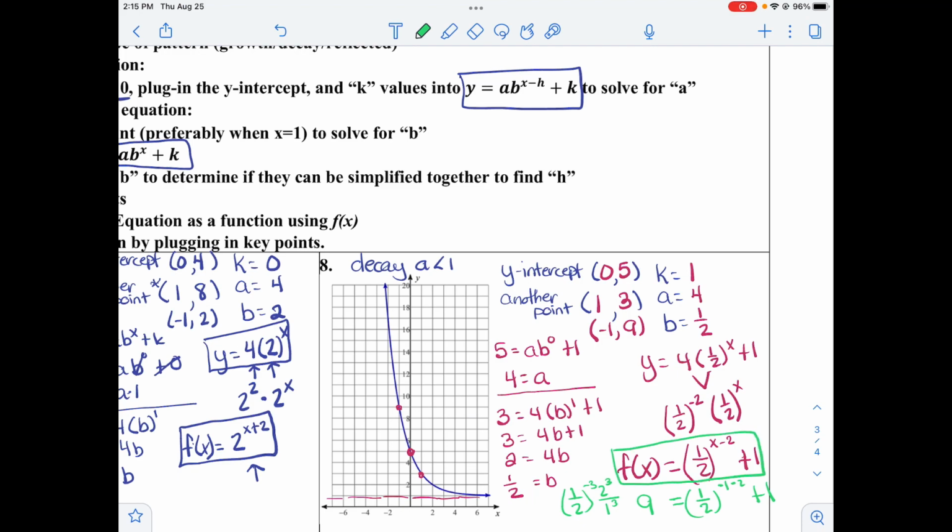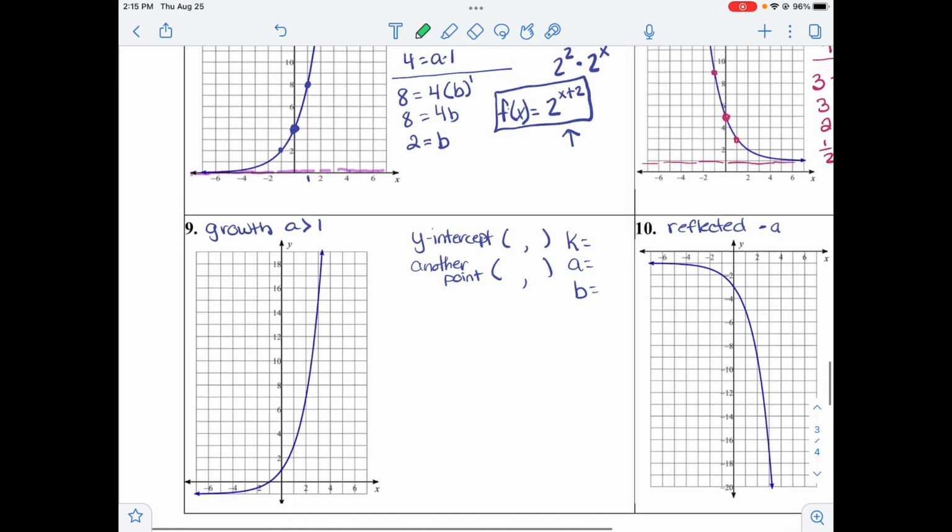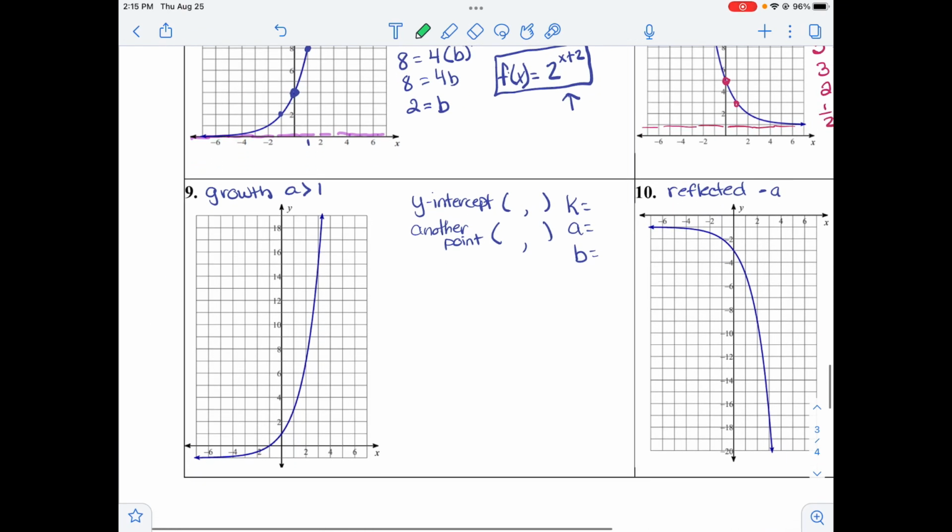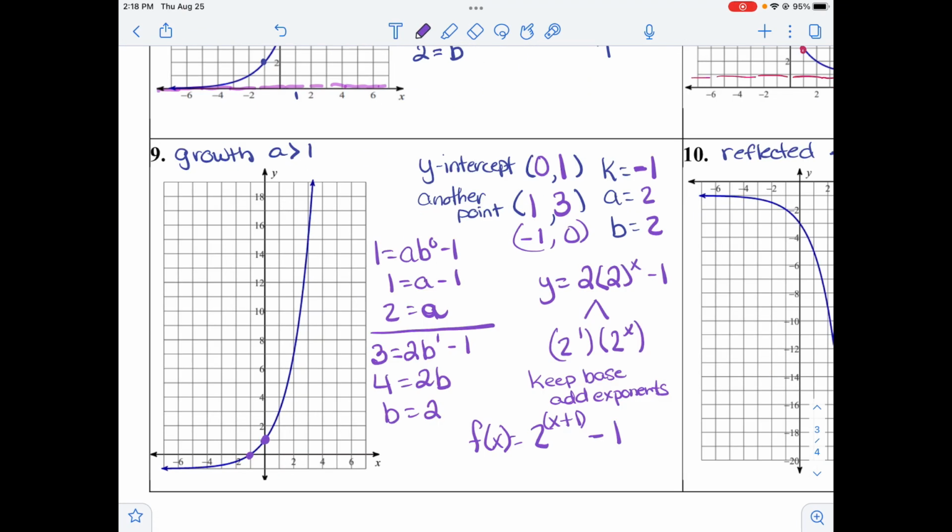All right, let's do one more that's a little bit more complex. And I'm going to let you try this one. All right, so let's take a look at number 9. We know it's a growth. We found all our pieces, plugged them in. And at the end, we got 2 as our A, 2 as our B, and -1 as our K, which is also our horizontal asymptote.